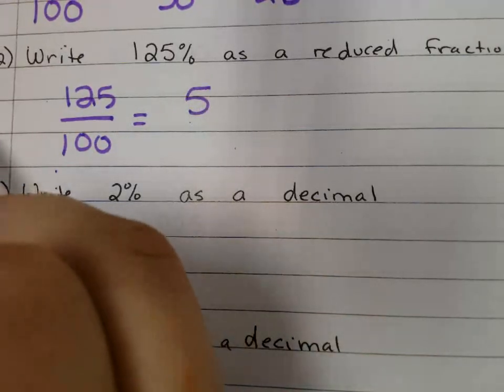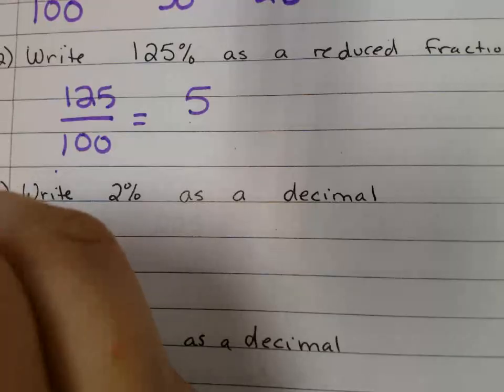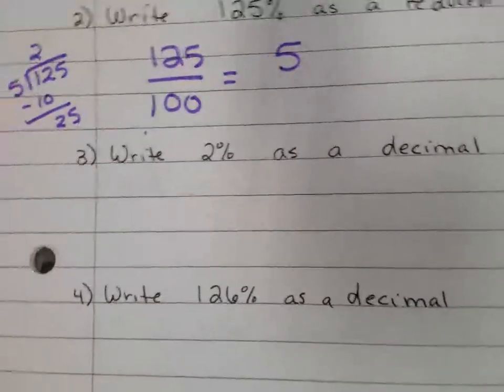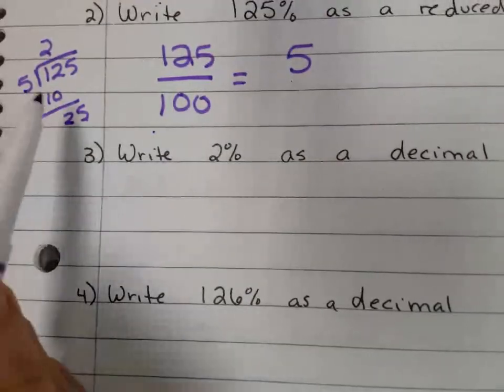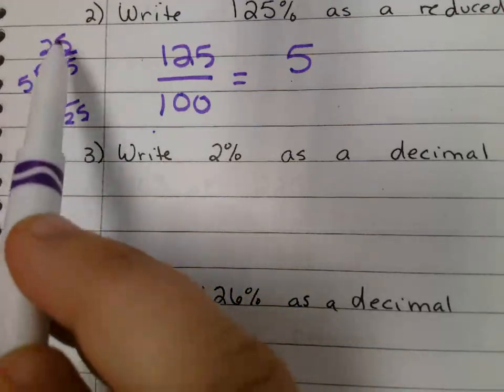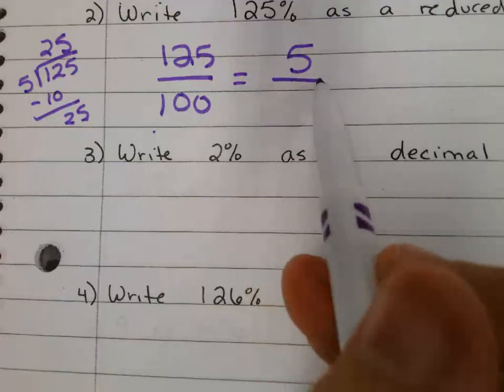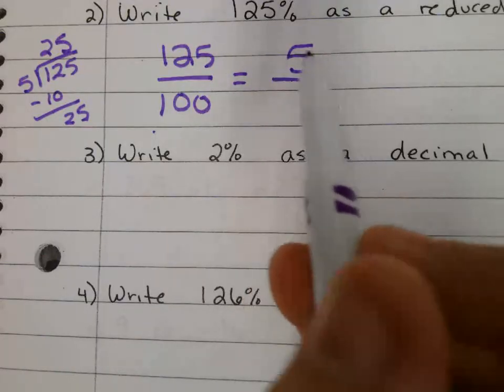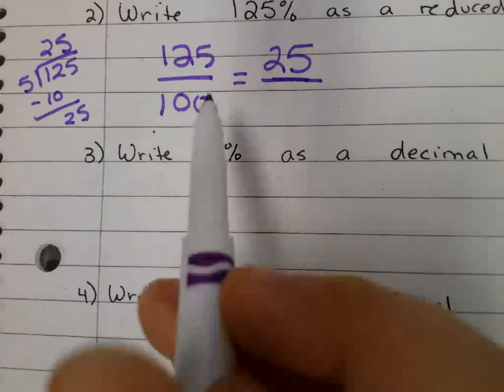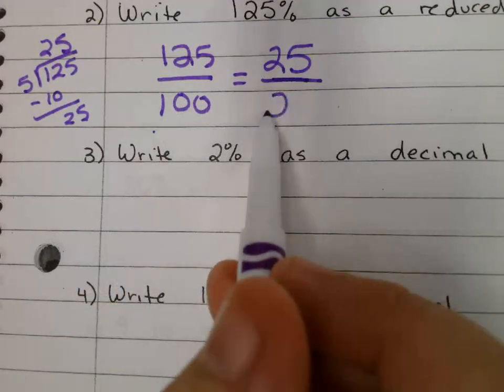Okay, if I do 125 and I do 5 into that, 5 will go into 12 2 times. 2 times 5 is 10. And then I get 2, bring down my 5. I'm sorry, I'm doing this over here to the side. Then I bring that down. 5 will go into 25 5 times. So that's going to be 25 on the top. I divided by 5. Sorry, I wrote it wrong. Divide by 5 and I get 25. Divide by 5 down here and you're going to get 20.